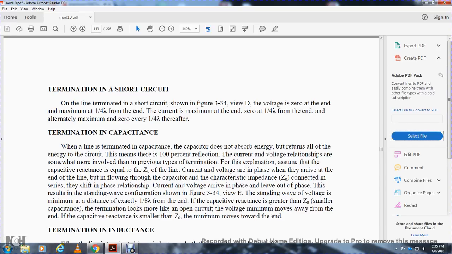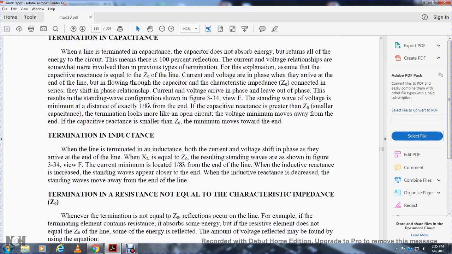This results in the standing wave configuration shown in figure 334 view E. The standing wave of voltage is a minimum at a distance exactly 1/8 of a wavelength from the end. When the capacitive reactance is larger than the characteristic impedance, the termination looks more like an open circuit, and the voltage minimum moves away from the end. The smaller the capacitive reactance relative to the characteristic impedance, the more the minimum moves toward the end.